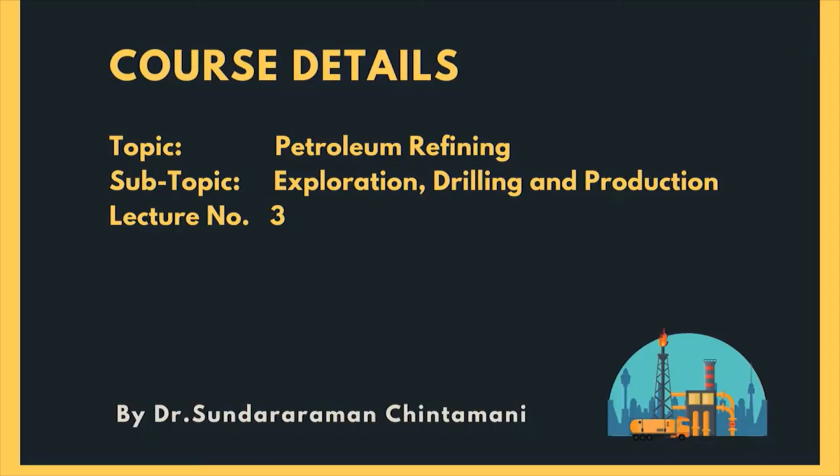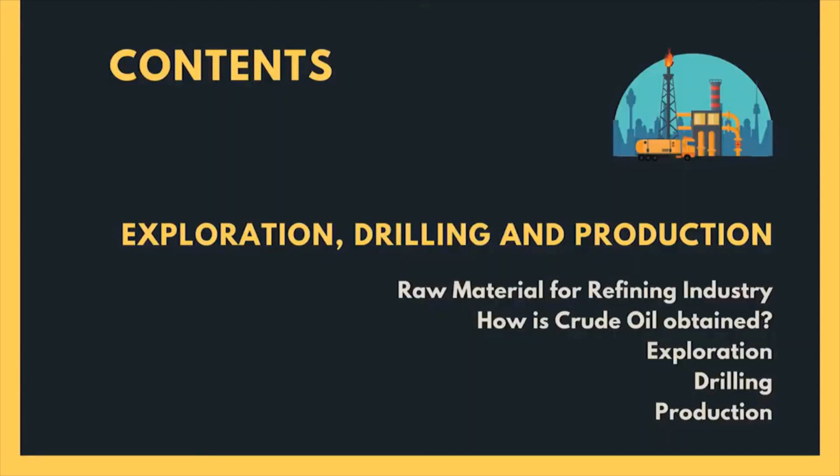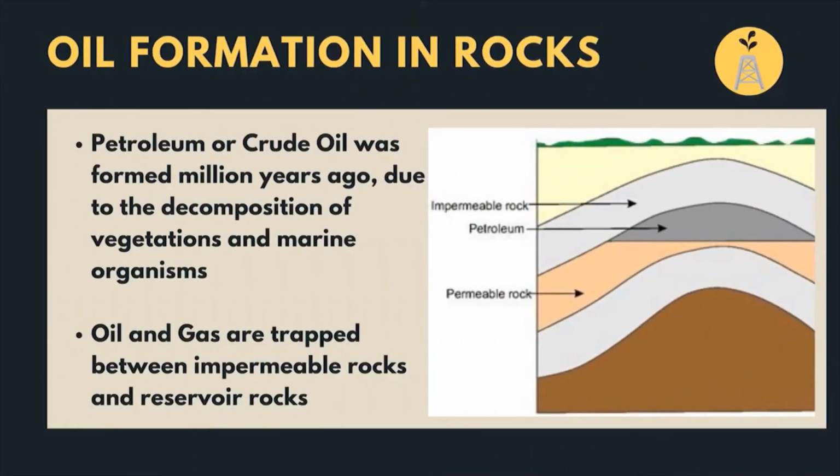So, this is going to be our third module. In this module, we'll try to understand more about crude oil, natural gas, and how they are obtained. Specifically, the three major steps: exploration, drilling, and production, which are part of the upstream segment of the value chain, which will supply the material to the downstream, that is the refining and petrochemical segment.